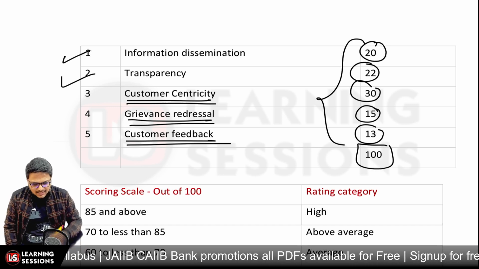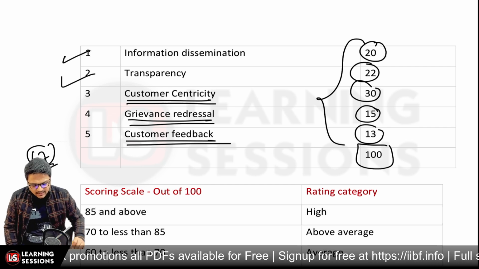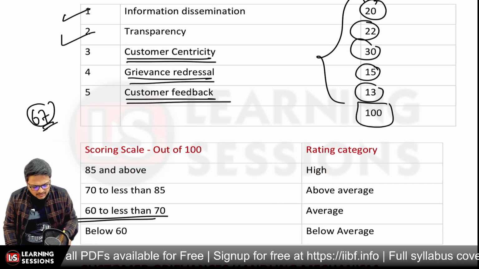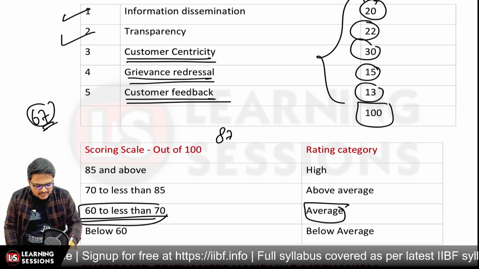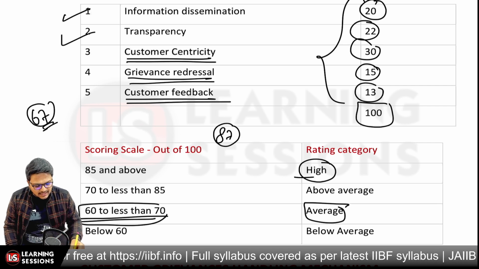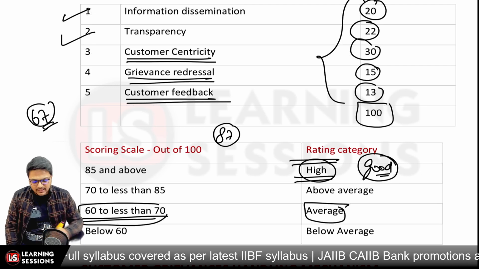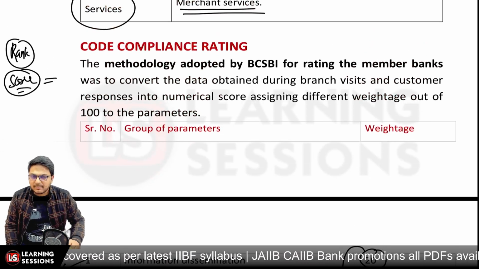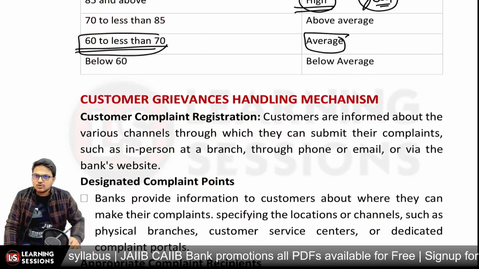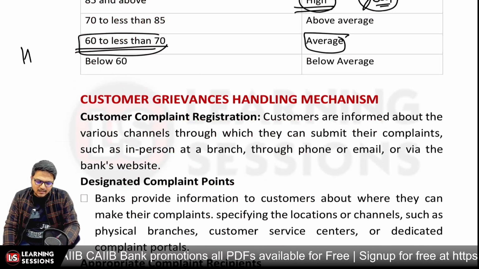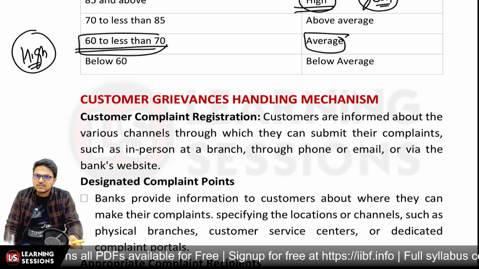Let's say bank A has a BCSBI total score equal to 67. In that scenario, the score 67 lies between 60 to 70, so the rating is average. If a bank has a score of 87, that means the rating is high. So higher is good. BCSBI actually established a methodology so as to rate the member banks. So if bank A has a high rating and bank B has an average rating, which bank is better? Definitely bank A has a high rating, so it's better, right?